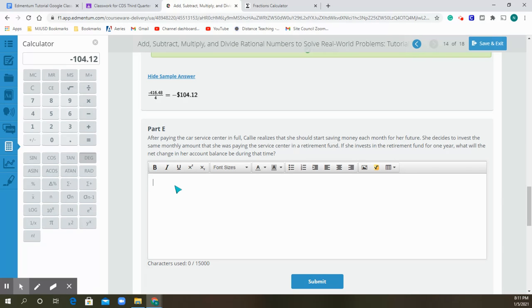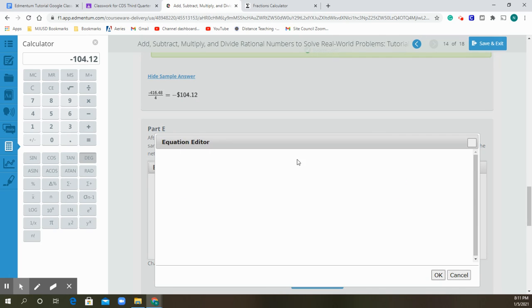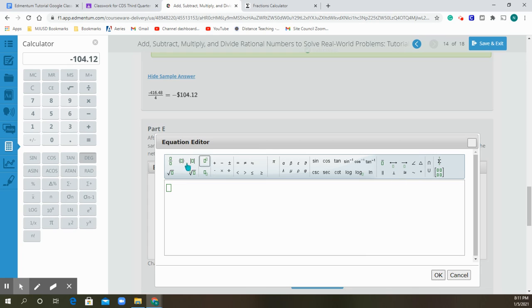So $104.12, and it's positive because she's saving it. And I'm going to use the equation editor and make it a fraction over, and help me out here. How many months in a year? Oh, 12 months, right?